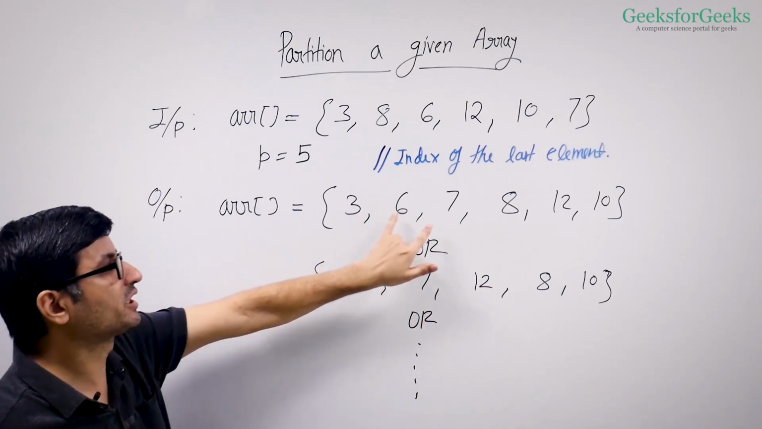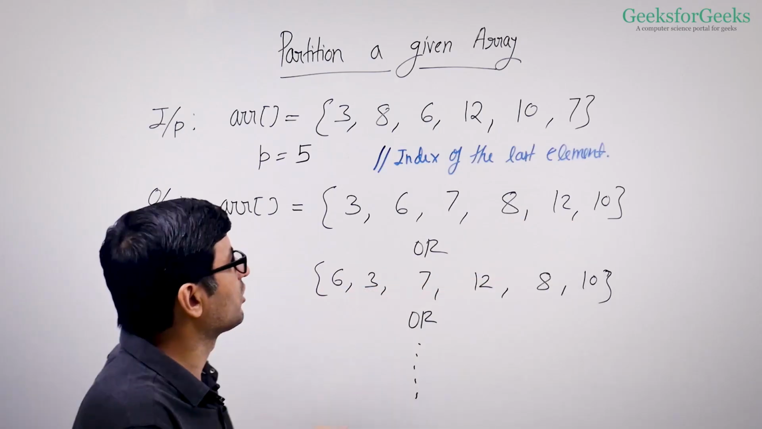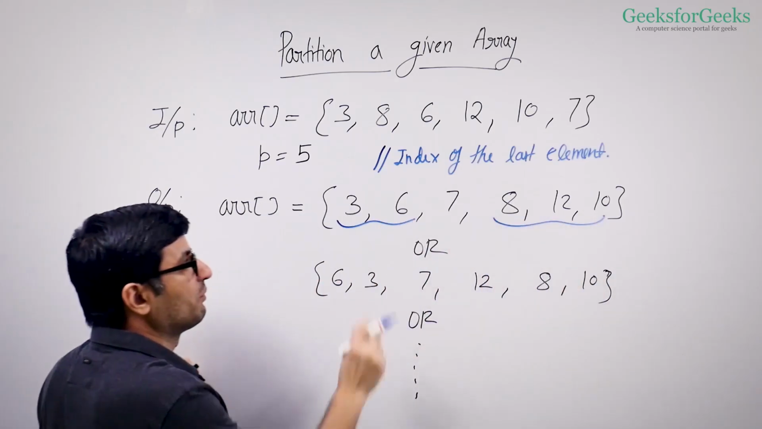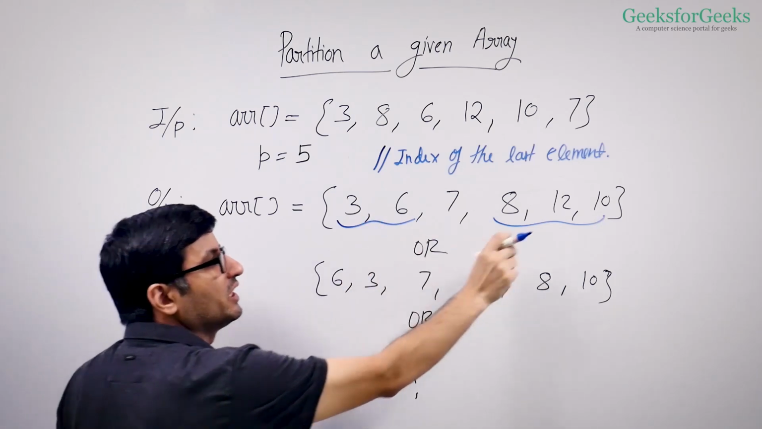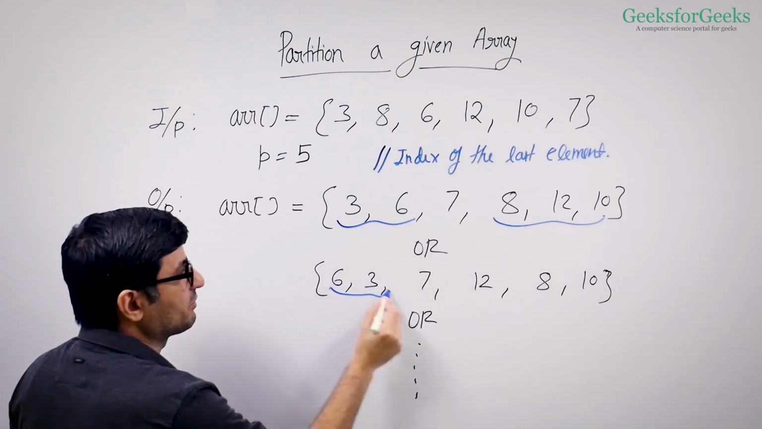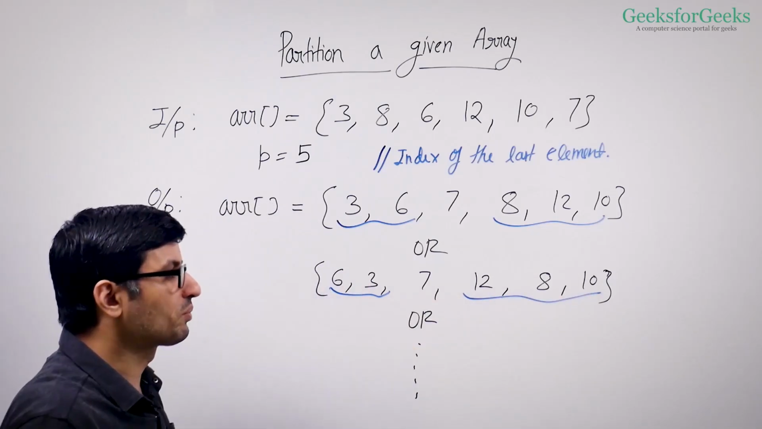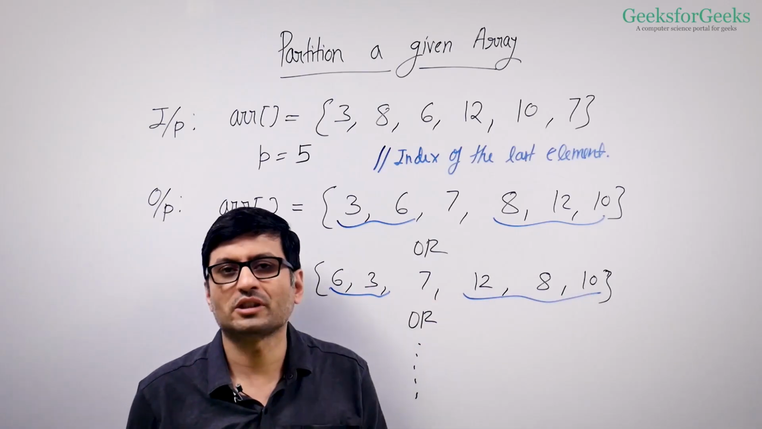You can have 3, 6, 7, 8, 12, 10. Here all the elements before 7 are smaller than 7. All the elements after it are greater than 7. But there can be multiple permutations of these elements and these elements. For example, this is a permutation. This is another permutation. So you can have multiple possible outputs and any of those outputs is valid.